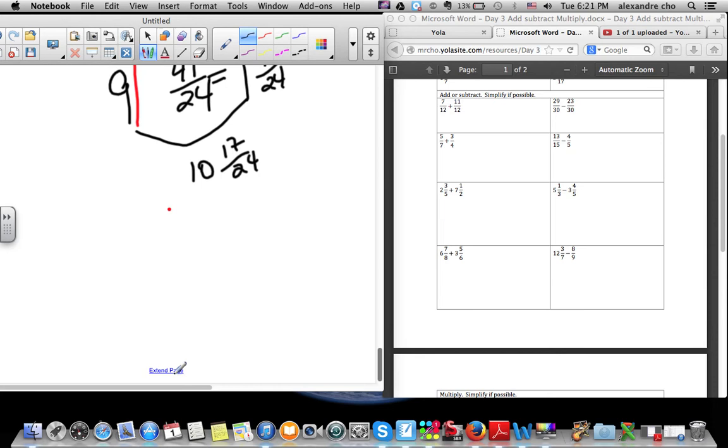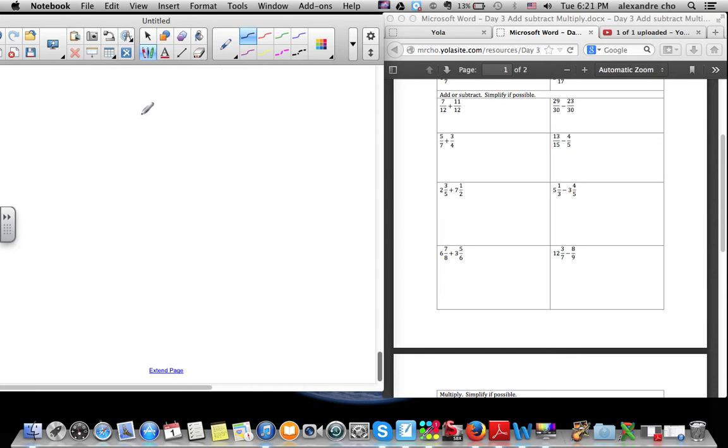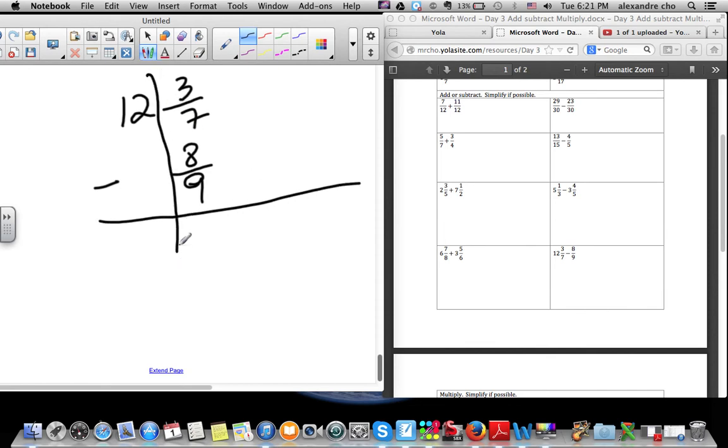And we have a couple more. 12 and 3 over 7, minus, delayed reaction here, minus 8 over 9. Oh, notice that there's no whole number here. That's okay. Okay. We need to find an LCM. An LCM here is 63. 9 times 7 and 8 times 7 gives us 56. 7 times 9 gives us 63. And times 9 on top is 27.